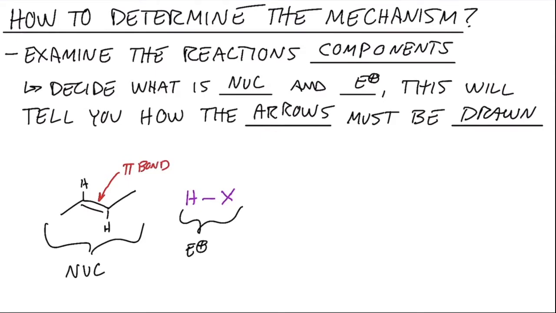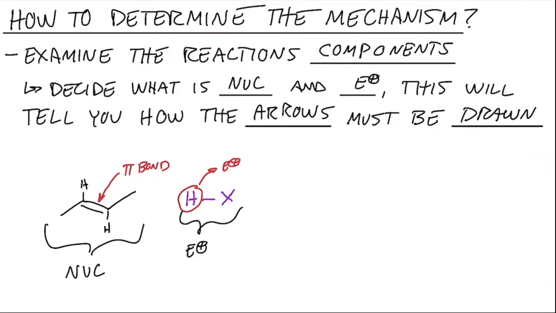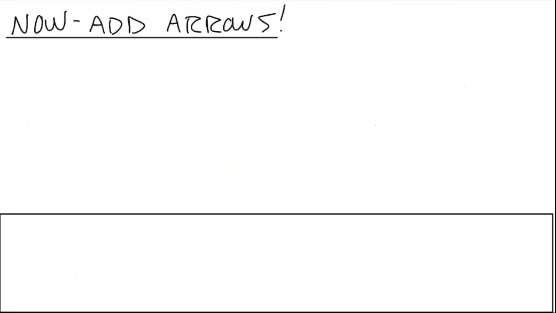And then when it comes to our HX molecule, what's actually going to be the electrophile? This hydrogen atom is going to be our electrophile, or the electrophilic atom. So if we know this, then that's not too bad. We can go ahead and start drawing some arrows. So with these designations figured out, we can just start drawing some arrows.